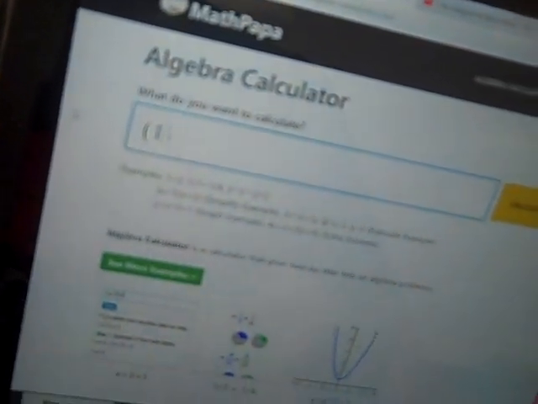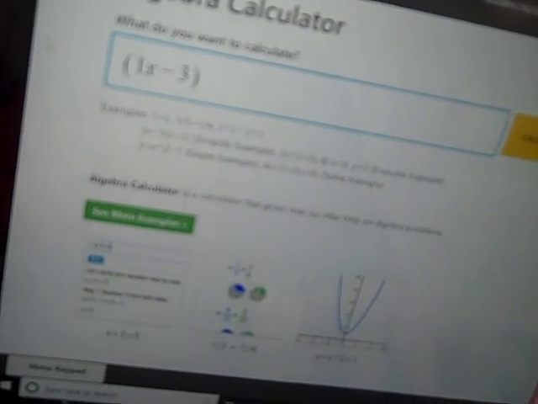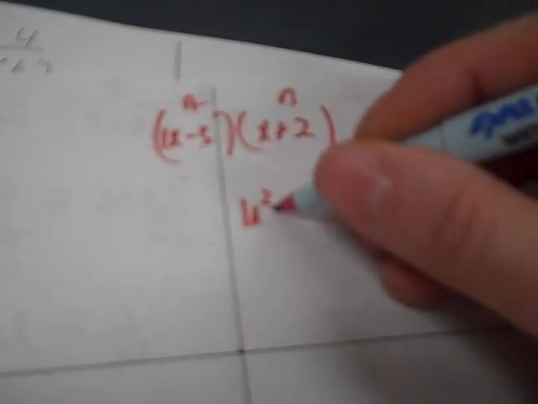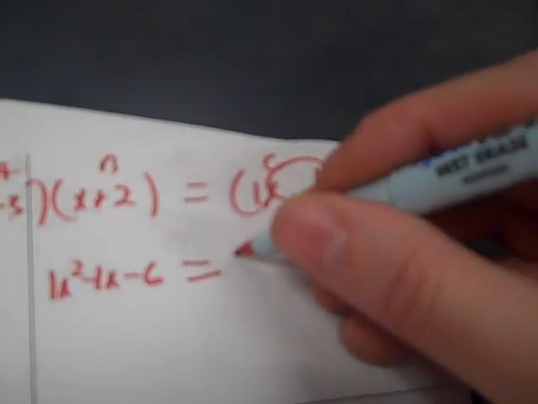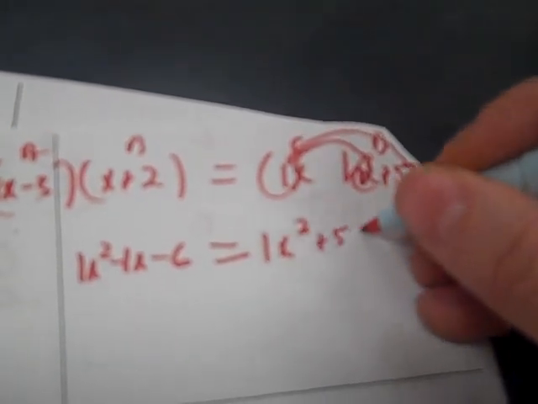So parentheses 1x minus 3, parentheses x plus 2. Okay, that's 1x to the second minus 1x minus 6. You will want to put those ones there so you see the coefficients. Now this is easy. Now 1x times 1x is 1x second. 1x times 5 is 5x. Okay. Now that the parentheses are gone, I have x second and x.